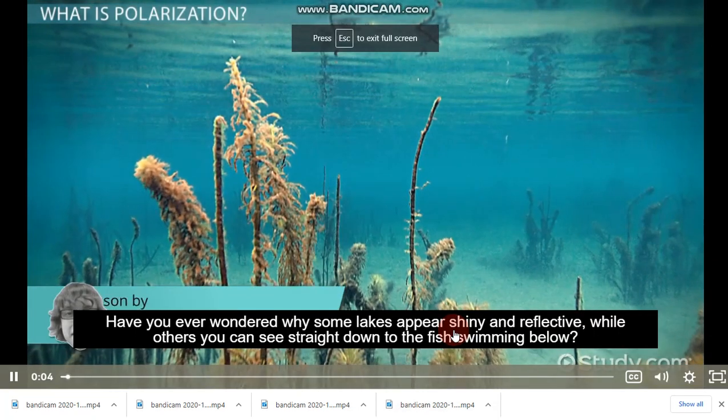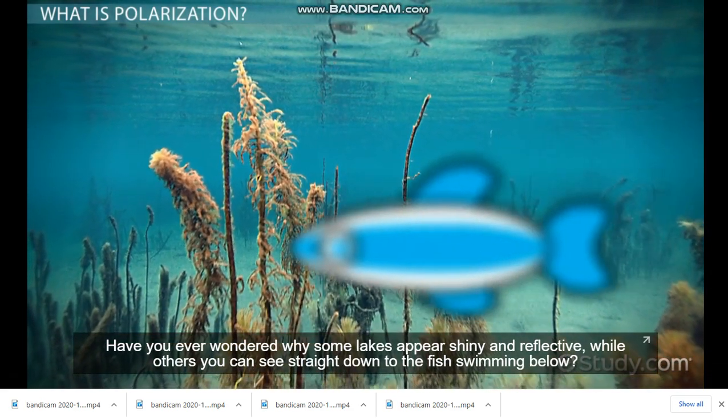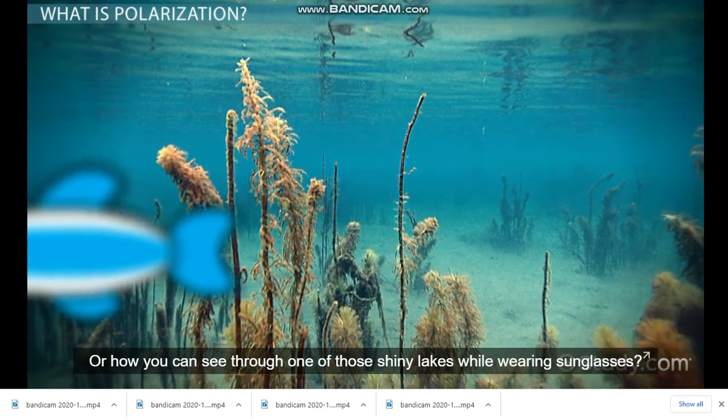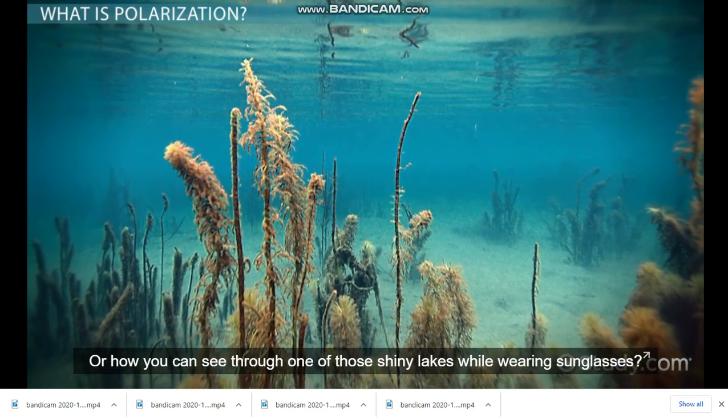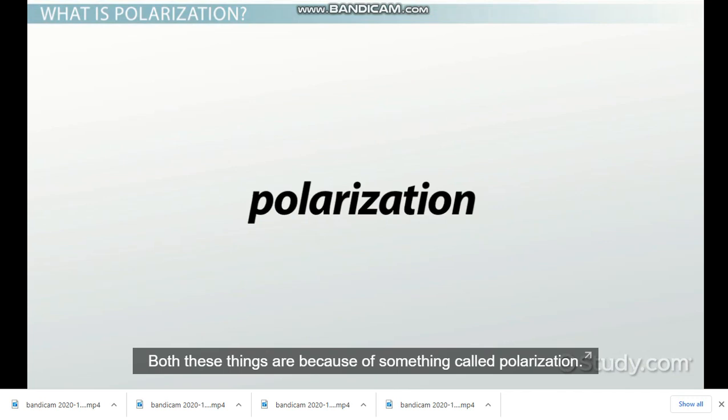Have you ever wondered why some lakes appear shiny and reflective, while others you can see straight down to the fish swimming below? Or how you can see through one of those shiny lakes while wearing sunglasses? Both of these things are because of something called polarization.